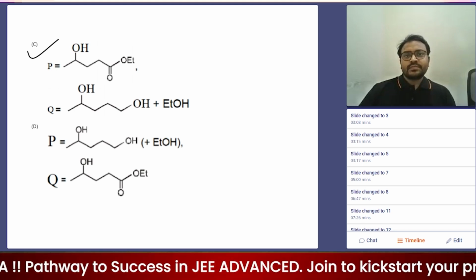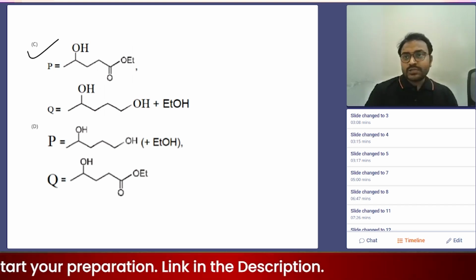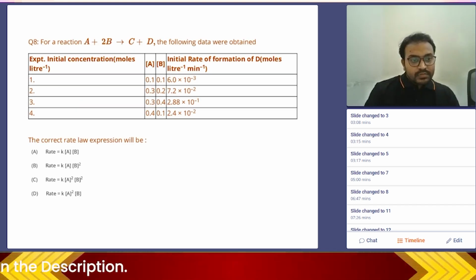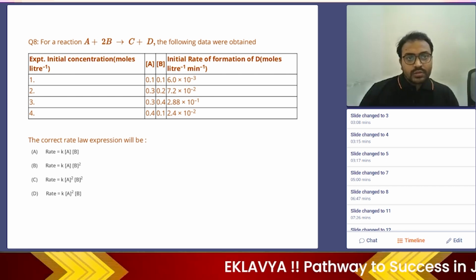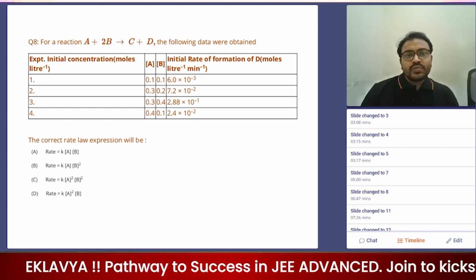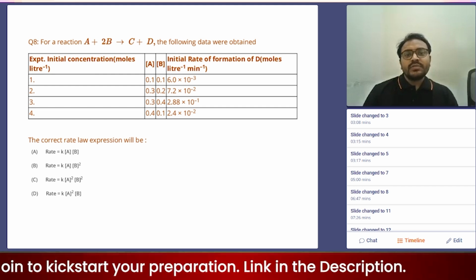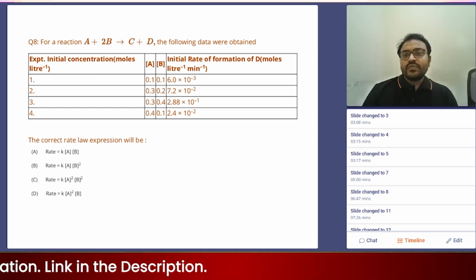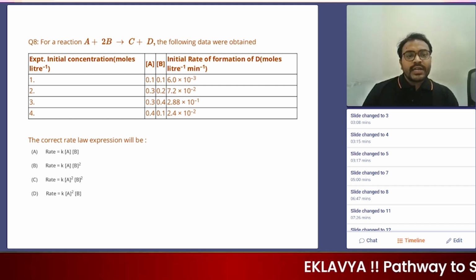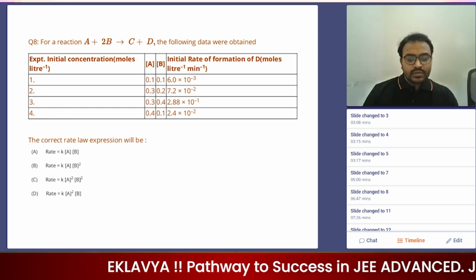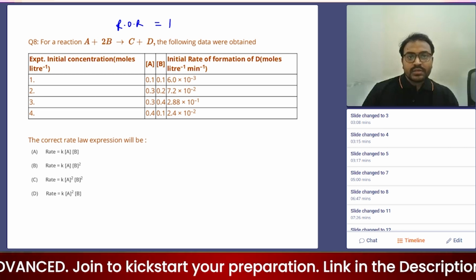Okay. Now in the next question, there is a reaction given, A plus 2B giving C plus D, and this data is given: initial concentrations for A and B, and the initial rate of formation given for D, and we have to write the correct rate law expression. So for the given reaction, the rate of reaction can be written like this.